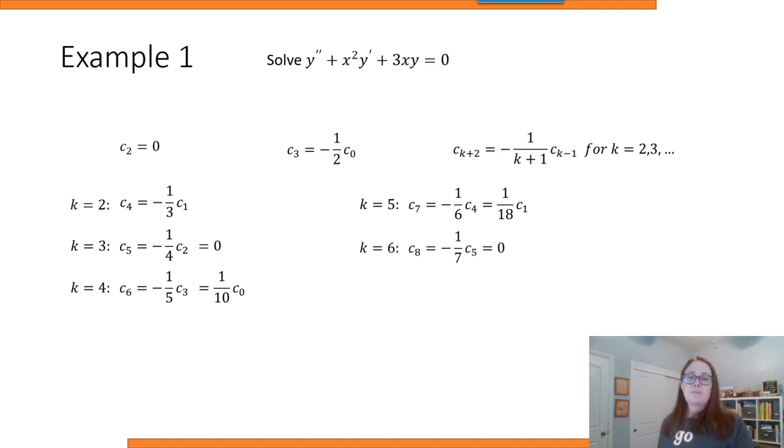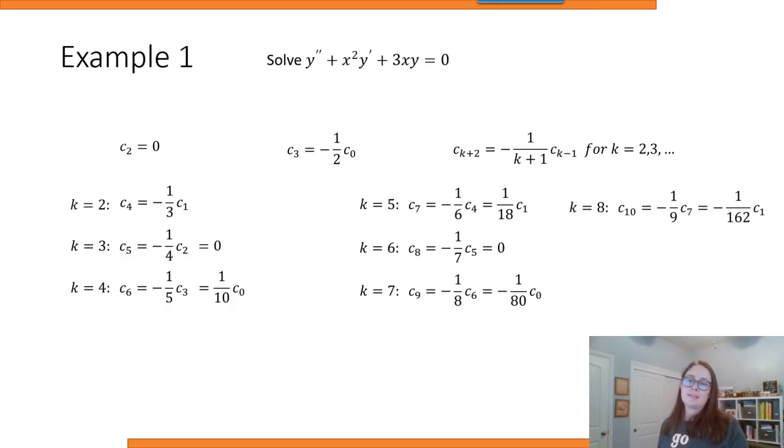And I'll keep going. This might be a good place to pause and try and work these out on your own. C8 is going to end up being 0. C9 will give me negative 1/80 times C naught. And I'll do one more. When k equals 8, I get C10 equals negative 1/162 C1. Okay, so I went several in, especially because I got a lot of 0 coefficients, and I want at least a few non-zero coefficients for my final solution.